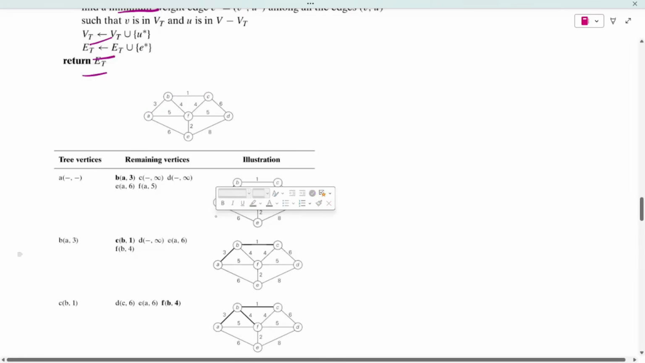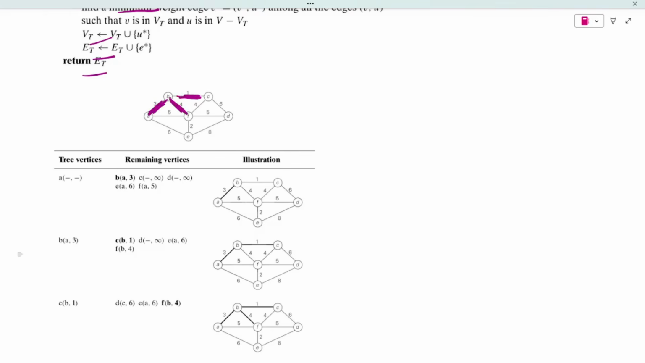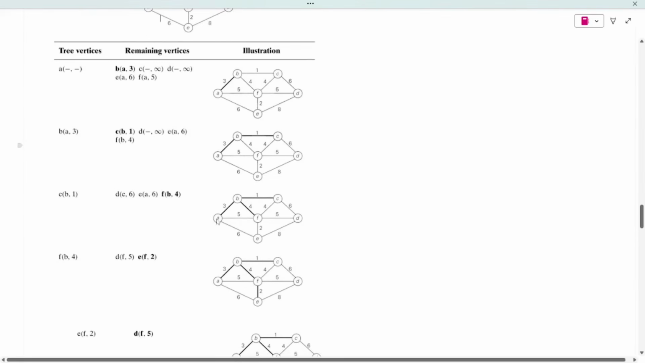In Prim's it can form. See how it is working, A to B, B to C, and now what you will be doing, next B to F also you can reach. Okay, next what you will be doing, you can reach from E to F. Okay, A to B, B to C, B to F and E to F.